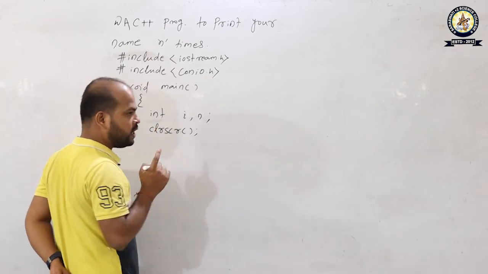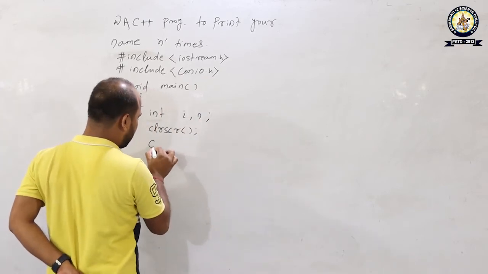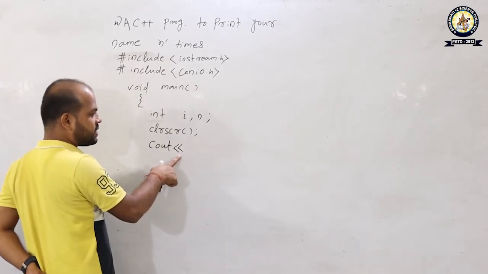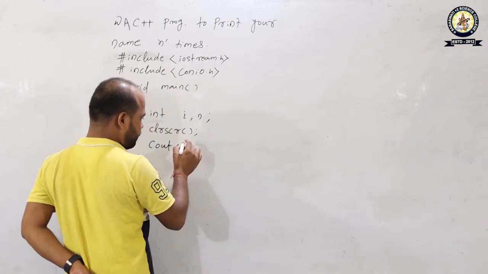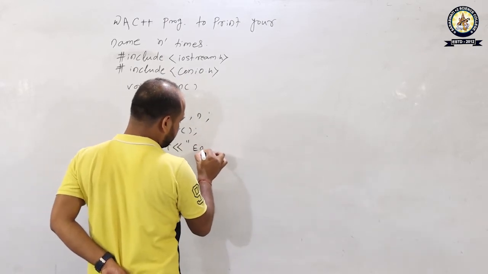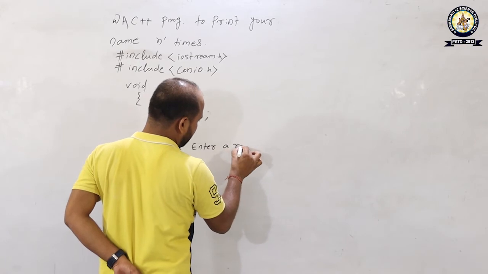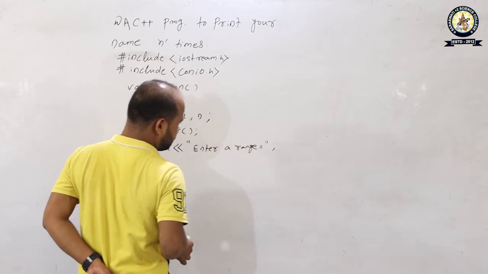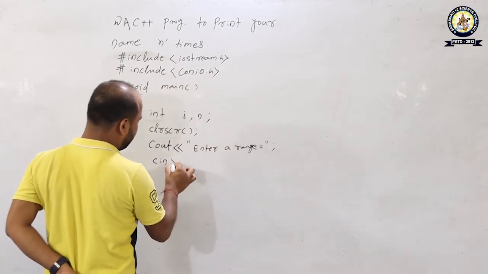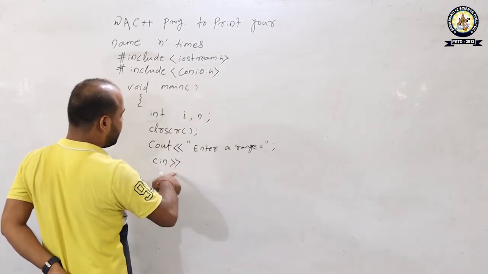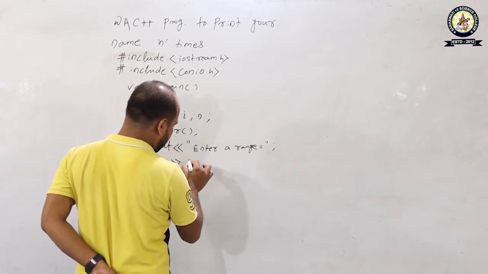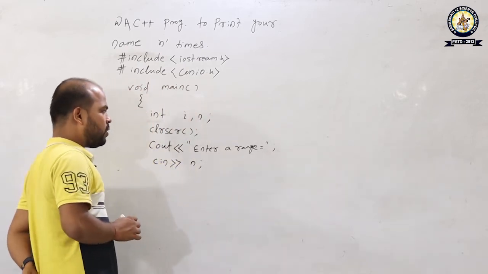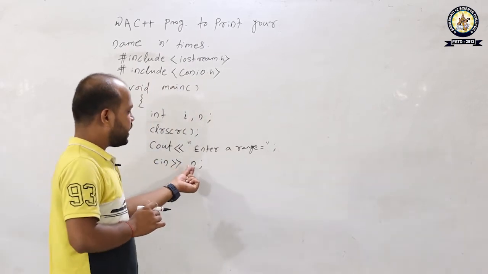Okay, then after that you have to give a message to input a range. Here I will use the cout function. This is known as the insertion operator. Enter a range. Then after that I will use the cin function. This is known as the extraction operator. Then n. So now I put a range.